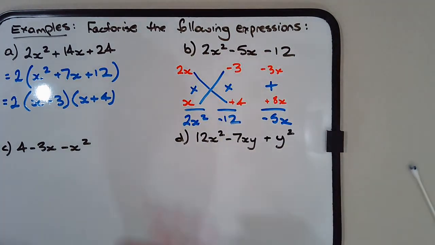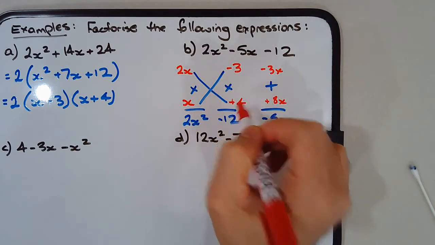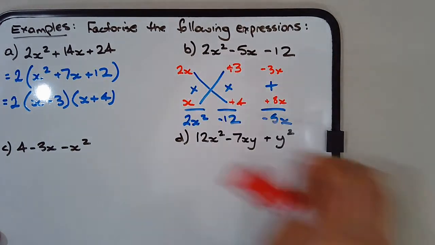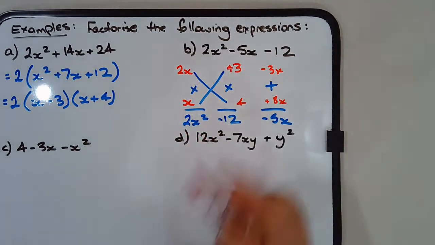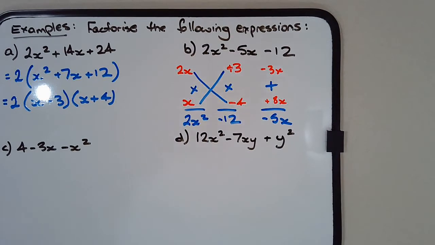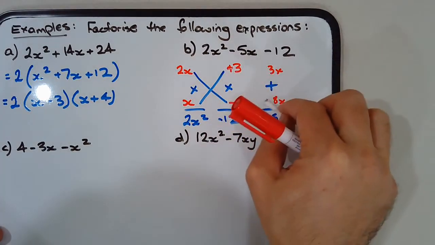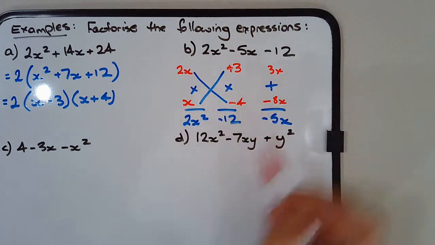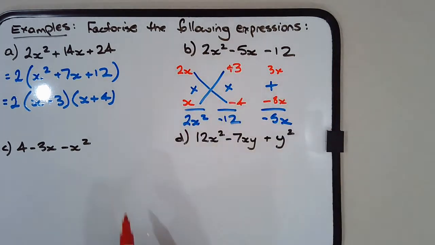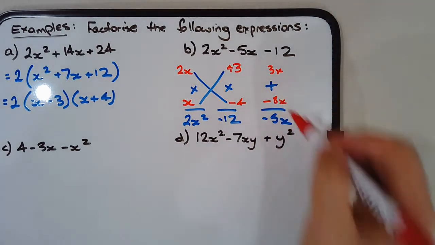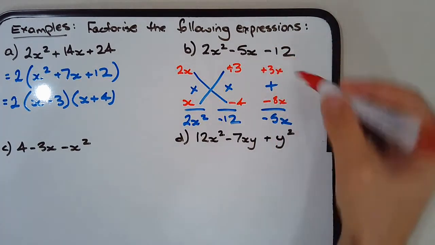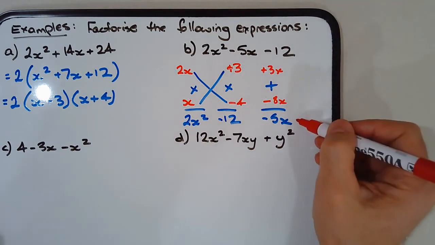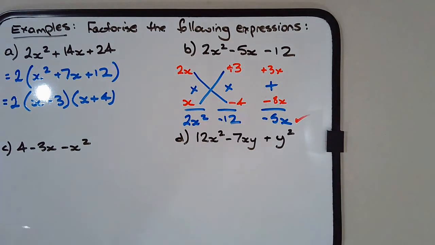This is why it's good to do this part in pencil. Let's make that positive 3, and the 4, instead of positive 4, let's make it negative 4, and let's see what happens. So 2x multiplied by negative 4 is negative 8x. X multiplied by positive 3 is positive 3x. Now positive 3x plus negative 8x is negative 5x. So I think we're happy with that.